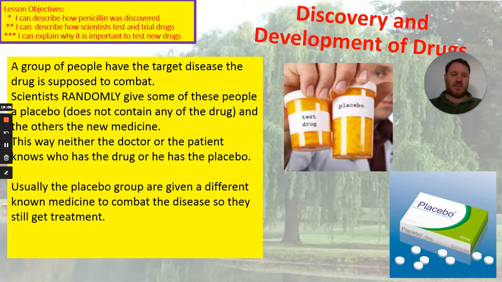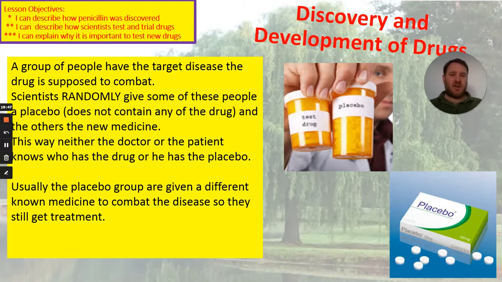Now, the placebo back in the past used to be a sugar-coated pill. And if somebody actually had a disease and this drug was supposed to help them combat that disease, the last thing they would want is a sugar-coated pill, because that's not going to help them with their disease. So more recently, the placebo isn't a sugar-coated pill. They give them another form of medicine that's going to help combat the disease. So in the end, they're still going to be fixed. They're still going to feel better because they know the drug works. But what scientists are able to do is determine if the new drug works as good as what the placebo does. So the whole idea of placebo has changed over time.